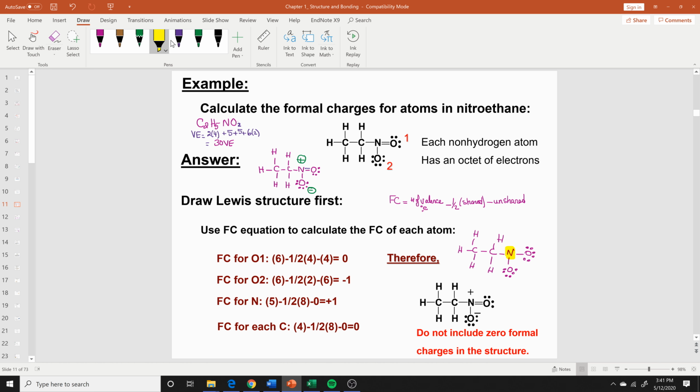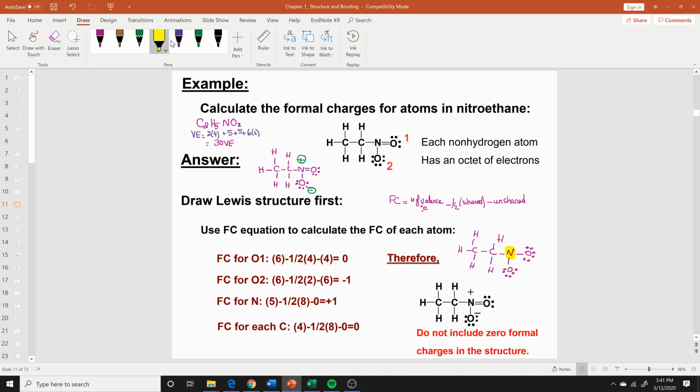Probably I missed 2 electrons there. 1 2 3 4 5 6 7 8 9 10 11 12 13 14 15 16 17 18 19 20, 21 22 23 24 25 26 27 28 29 and 30. Let me go ahead and double check this and make sure that our valence electrons are right.